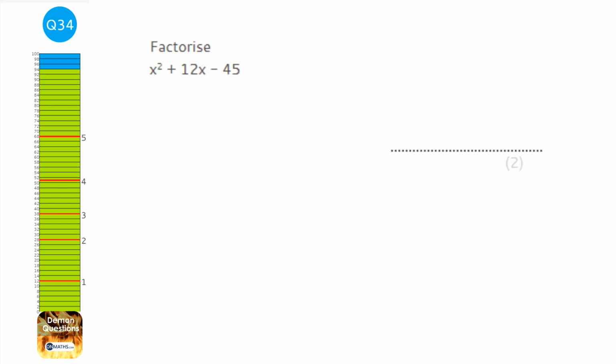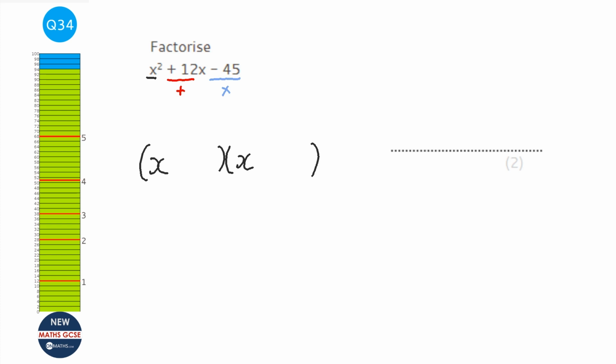This question asks us to factorise, which means put it into brackets. It's a quadratic because it has an x squared, an x and a number term. Now to do these, we first of all put 2 sets of brackets down if it's a quadratic. There's no number, well there is, it's 1, but there's no visible number before the x squared, so the first 2 things in the brackets is going to be x and x. Now to do this question, we need to think of 2 numbers that add together to make the 12 there, and times together to make the minus 45 there.